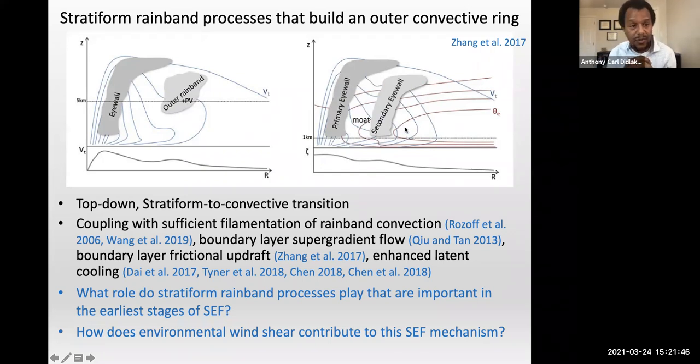And that's actually the path that I'm going to be talking about here, trying to get a better understanding of how exactly stratiform rainband processes impact and play a role in the early stages of secondary eyewall formation. I'm specifically going to talk about how environmental wind shear contributes to this stratiform rainband influence, this mechanism for secondary eyewall formation.